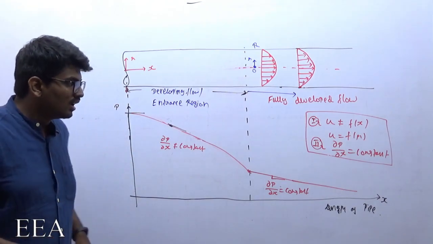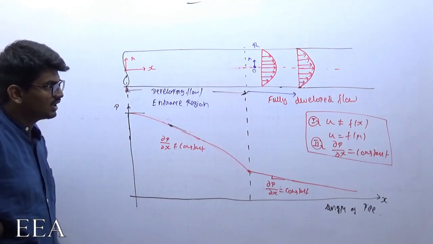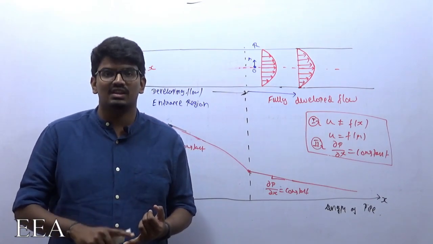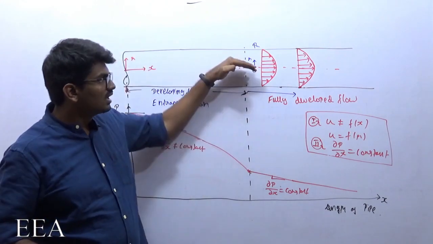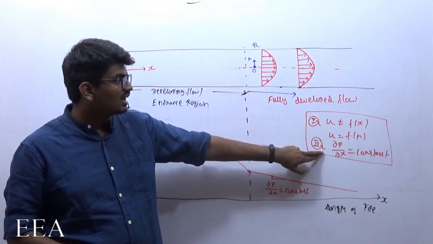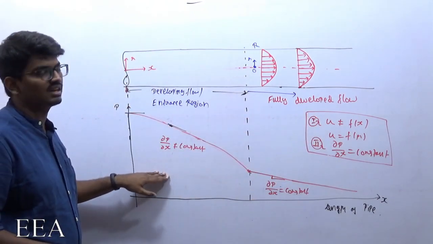Right. So now finally, what is the conclusion which I need to give for fully developed flow? First conclusion: velocity profile is not varying in the horizontal direction. Velocity is varying only in the radial direction. Second conclusion: pressure gradient in fully developed flow has to be constant. So pressure gradient need not be constant in the entrance length.